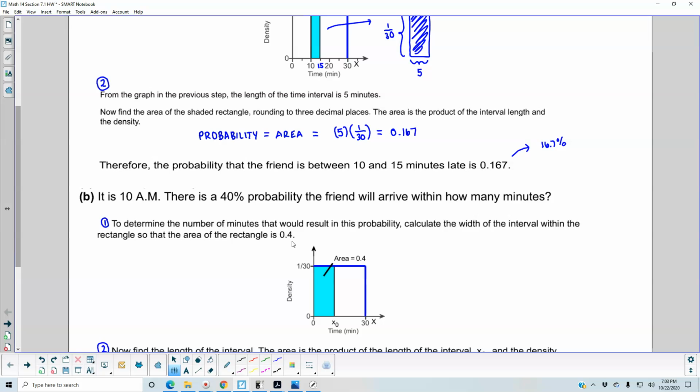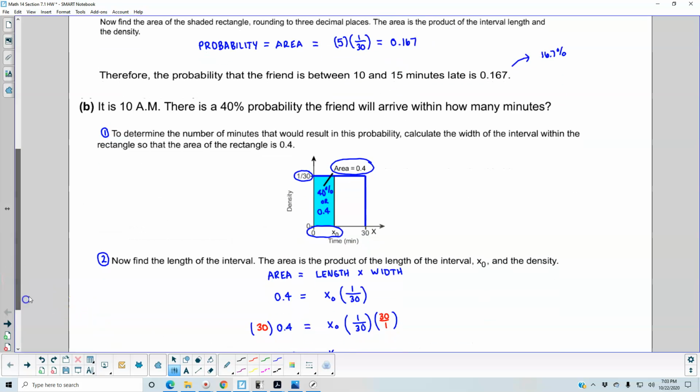Well, here we know that this represents 40%, what's shaded, or if we write that as a decimal, that is 0.4. So we know that the area is 0.4. We know that the width is 1/30. And we're looking for x subscript 0, which is the time. So now we're going to find the length of the interval.